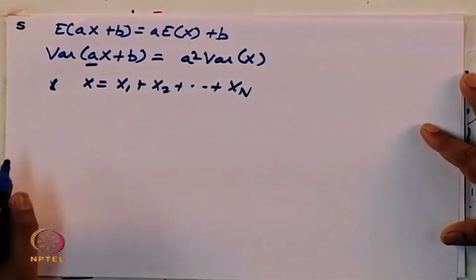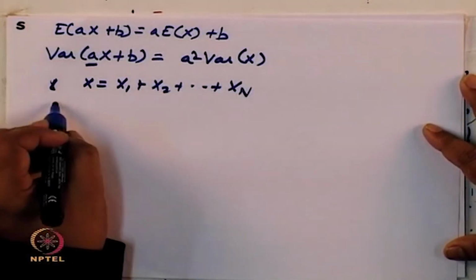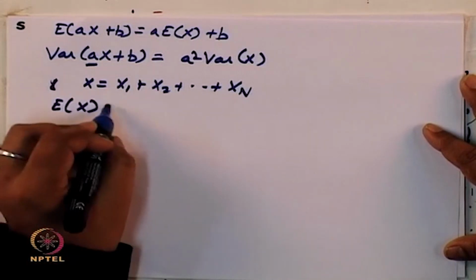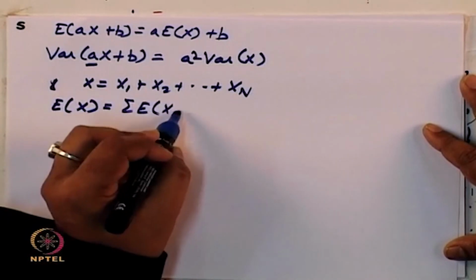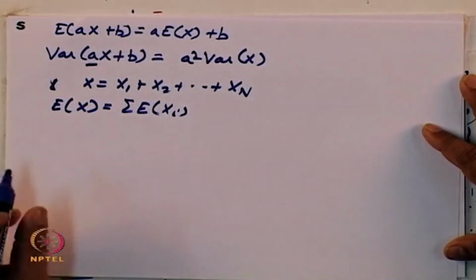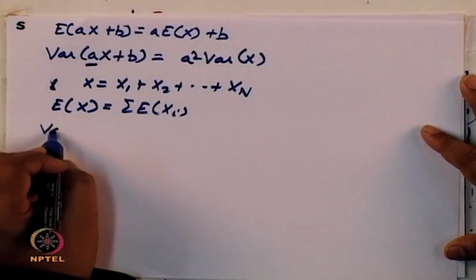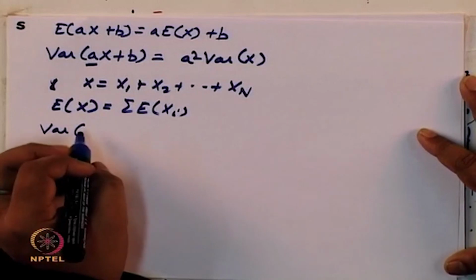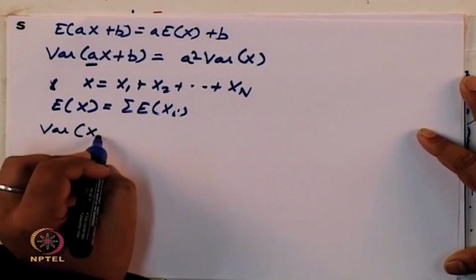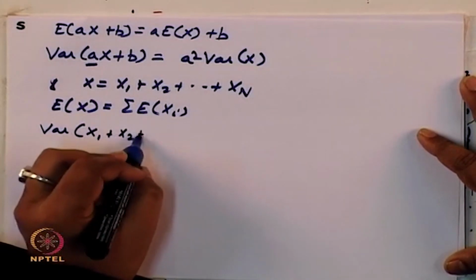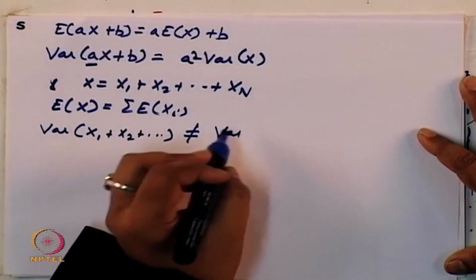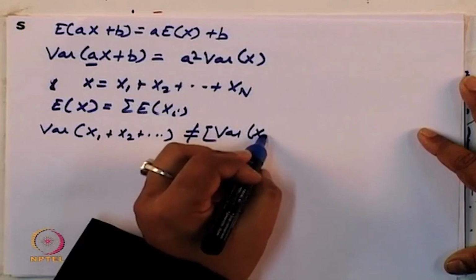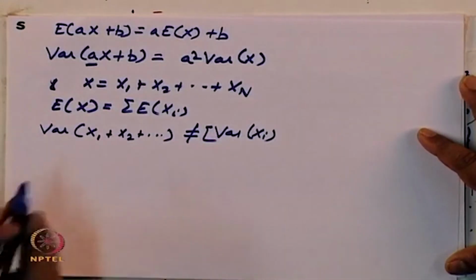When you have multiple independent random variables, x defined as x1 plus x2 plus dot dot dot xn, you can write E of x is equal to summation of E of xi. However, you cannot write variance of x1 plus x2 plus dot dot dot equal to summation of variance of xi. Let us see why.